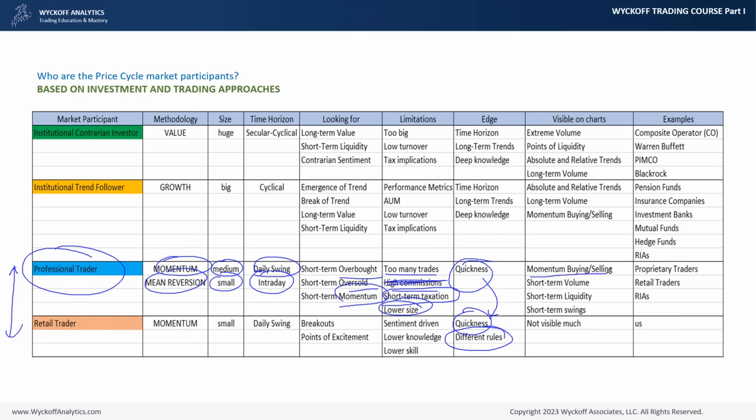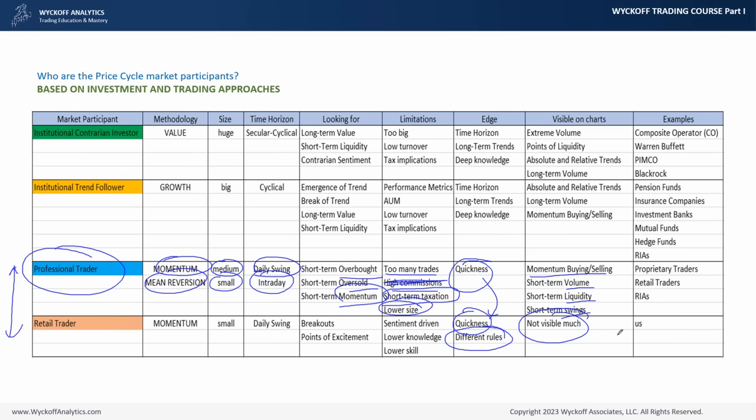And retail traders are usually not that visible. Sometimes people would say, well, how do you see the retail traders? I see it here, here, and there. And I say that it's a very rare occurrence for me to see on the chart that the retail traders are having some kind of impact on the price.